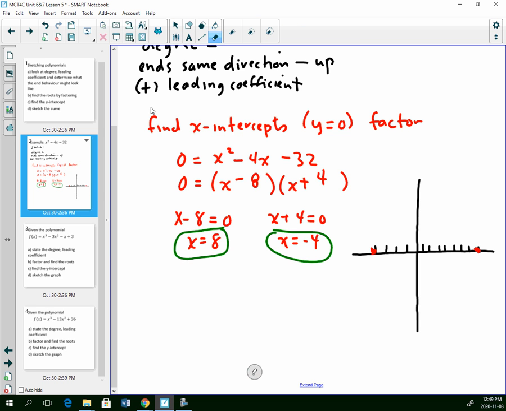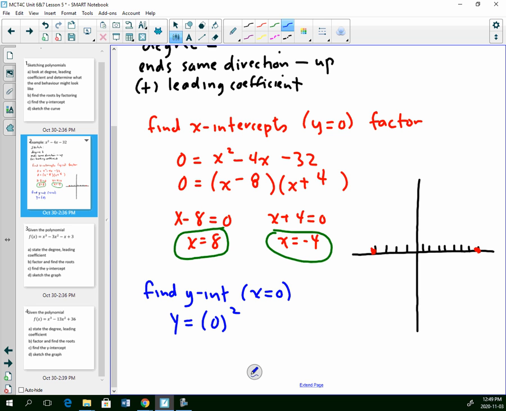The second thing I might be able to determine is the y-intercept. So in this case, x equals 0. We'll just put in 0 for all these x's, and we end up with a result of negative 32. If the number is really big, you can just plot it on the graph and then just label it. You don't have to actually go to 32. Okay, so this one's at negative 4, 0, and this one's at 8, 0. And I know it's going to go up.